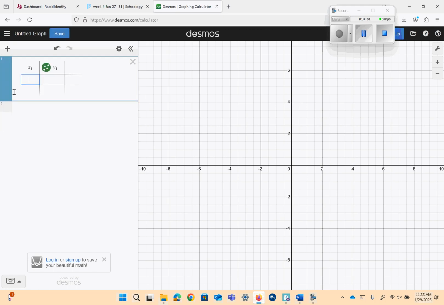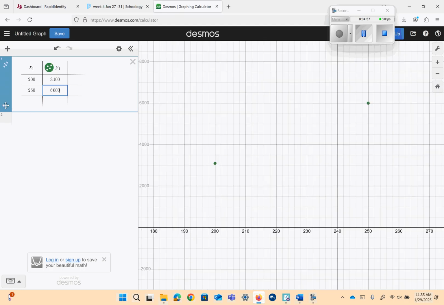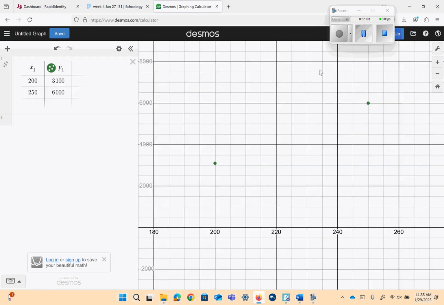So you have the table. I'm going to put in 200 and then 3,100. And then I have 250 and 6,000. If you hit the little magnifying glass, it gives you those 2 dots right there. And you're like, well, that's great. I have 2 dots that don't mean anything.